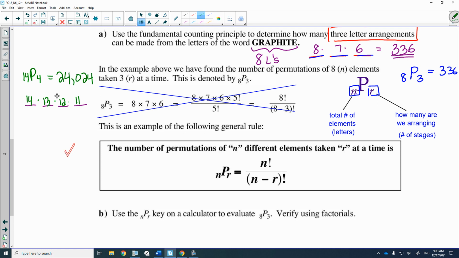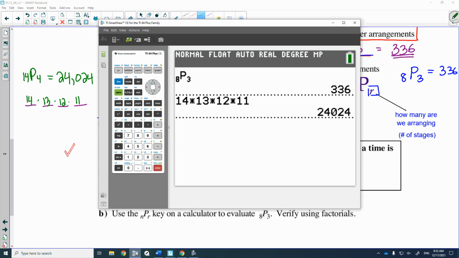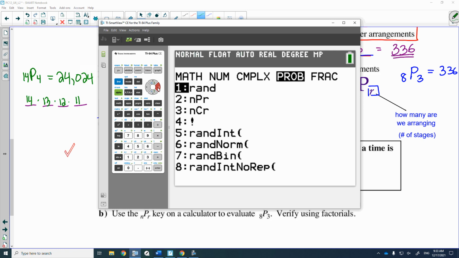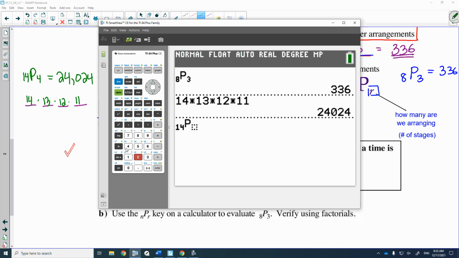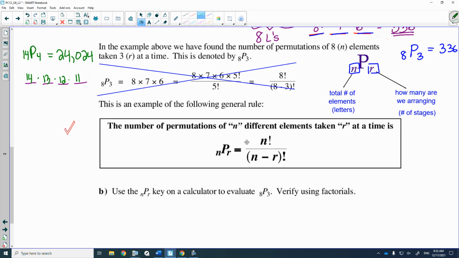Remember, this is how it would be represented in the fundamental counting principle, but on your calculator, 14, math button, permute, and then 4. And we get that same number. What it says is the number of permutations of n different elements taken r at a time can be represented by this formula here. And this formula will be given to you on your formula sheet, but you have to be able to use this formula.